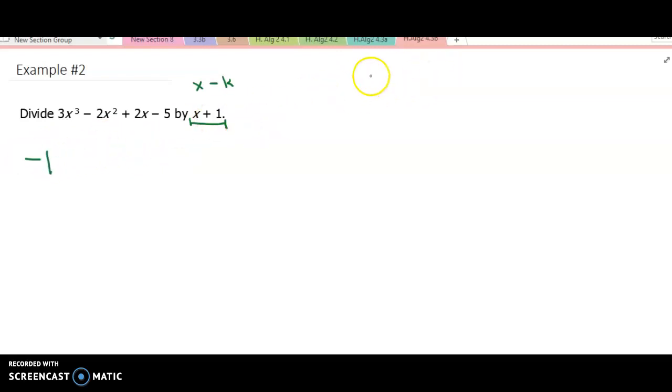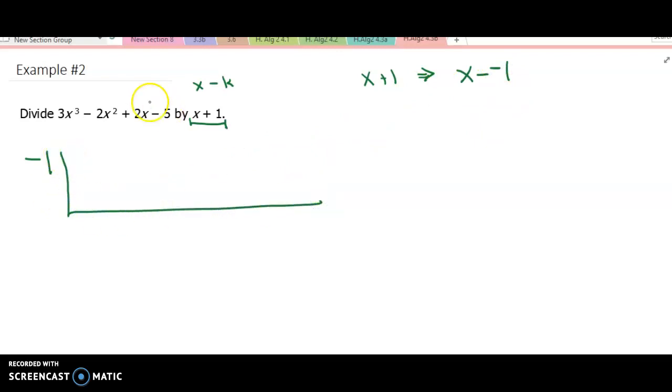If that confuses you, think of x plus 1, that's the same thing as x minus a negative 1. Okay, that's why I put that there. So that's what's going to go on the outside. Then on the inside, we're going to have the coefficients. So we have 3x cubed minus 2x squared, positive 2x, and then a minus 5.